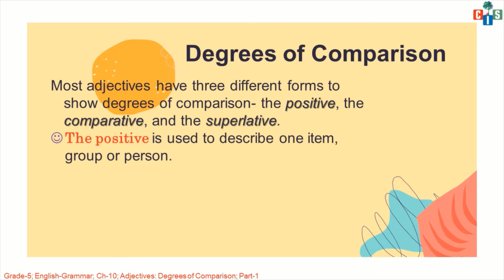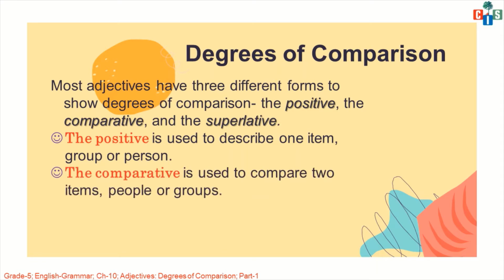Now the thing is when to use the positive degree, when to use the comparative degree, and when to use the superlative degree. The positive degree is used to describe one item, group, or person. It means when we are talking about nouns, when any word is describing that noun and that noun is single, or any one item or any one group, then we can use this positive degree.